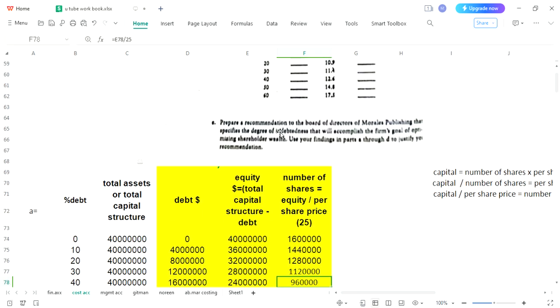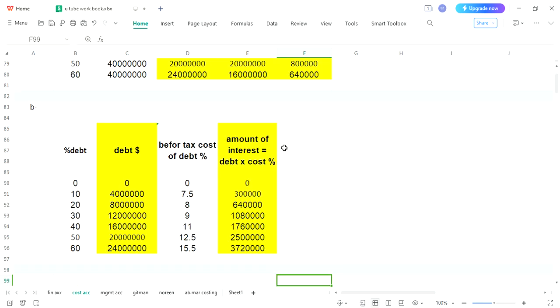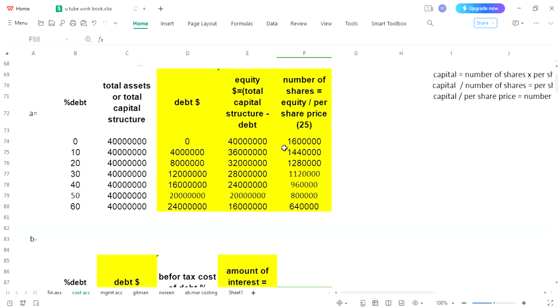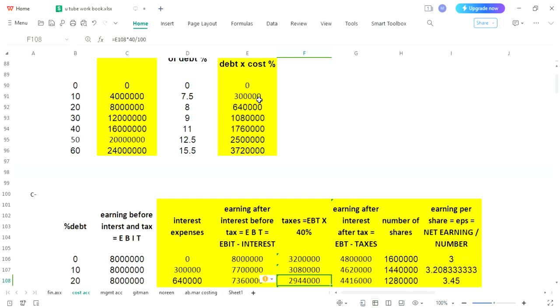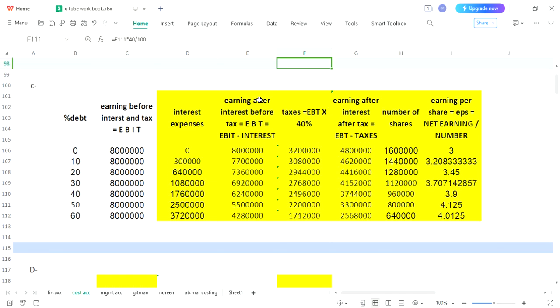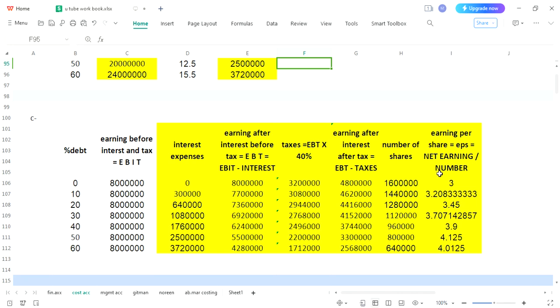Prepare a recommendation to the board of directors of the corporation that specifies the degree of indebtedness that will accomplish the firm's goal for shareholders. Use your findings in parts A through D to justify your recommendations. Alright, it's very clear. In the first part you calculated the number of shares and capital structure. In B part you calculated your cost of debt. In C part you calculated your earning per share.